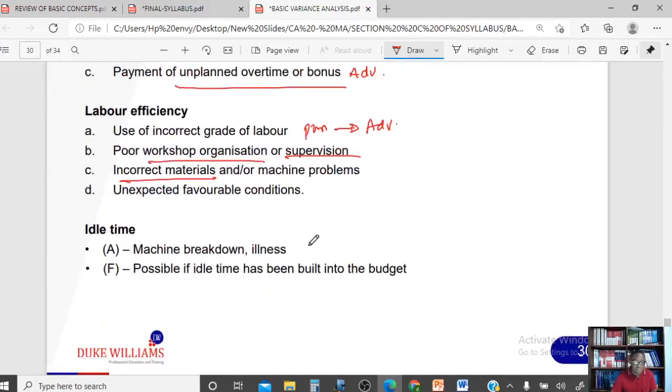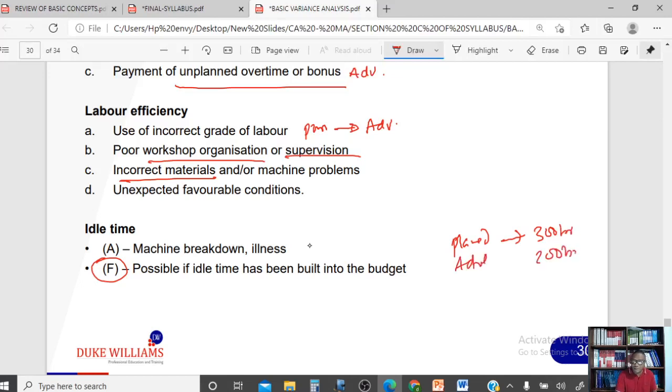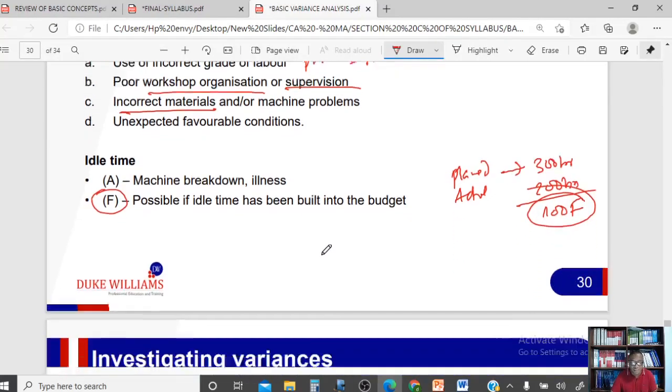So idle time, as I said, will come as a result of machine breakdown or illnesses. Now, idle time, the norm is to expect idle time to be adverse because money is paid for no work done. But the bottom line is idle time can be favorable. The reason is when we have a planned idle time. So let's say our planned idle time is 300 hours. Then actual idle time is 200 hours. So despite this, we'll have 100 favorable. So idle time can be favorable if we use less than we budgeted.